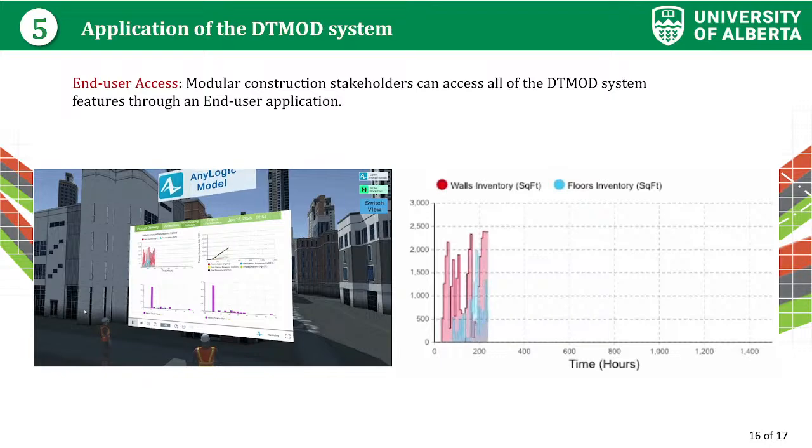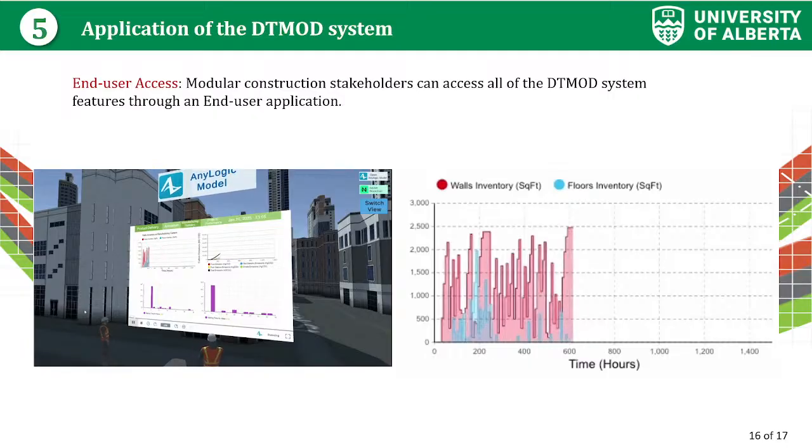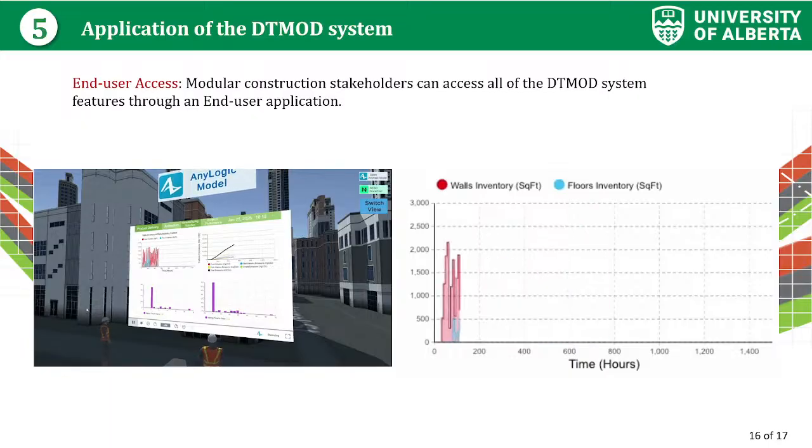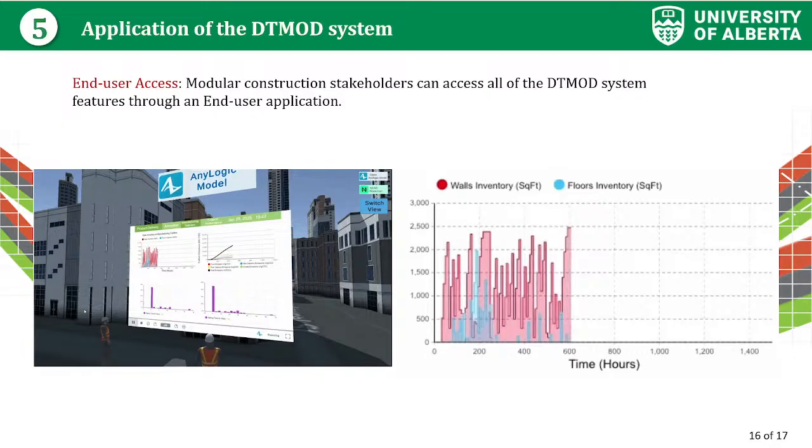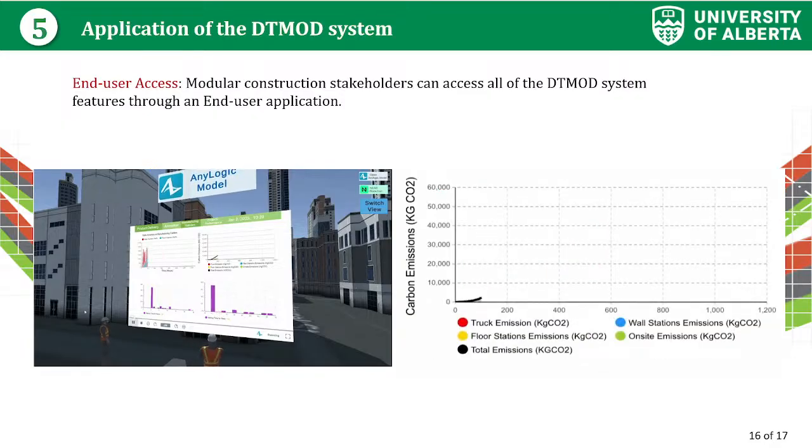The DT mode user can access the features of the DT mode system using an end user application, where one or more DT mode users can be integrated within the same decision-making environment. Also, the system features other KPIs, including wall inventory and floor inventory in the factory, as well as the carbon emissions that are emitted through the life cycle of the project.